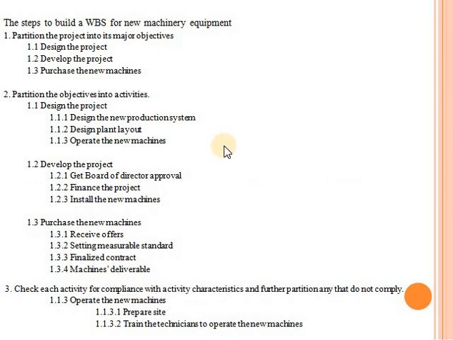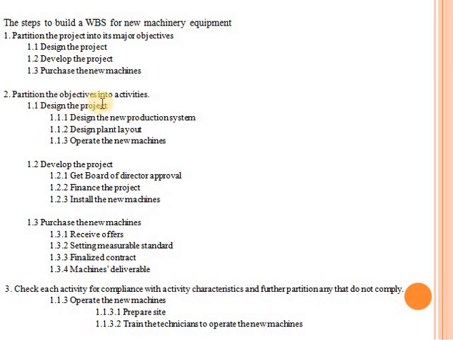Let's take another example, and this is the example with which we will continue the rest of the steps. Here I'm building the WBS for new machinery equipment. This is the first level, the project. Then under this level we have the partition of the project into major objectives. The major objectives include designing the project, developing the project, and purchasing the new machines. Then we have the partitioning of the objectives into activities. For these objectives, I want to get the activities.